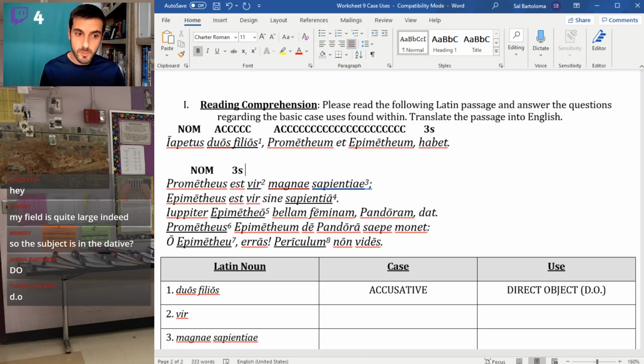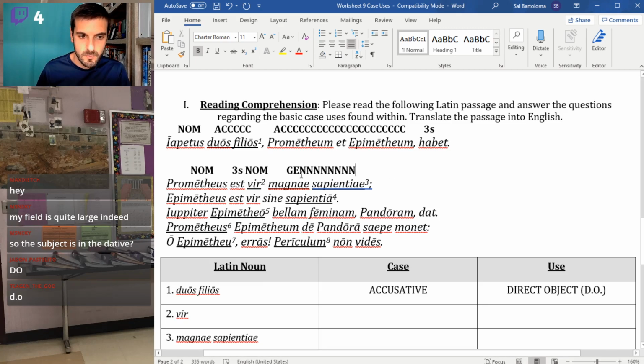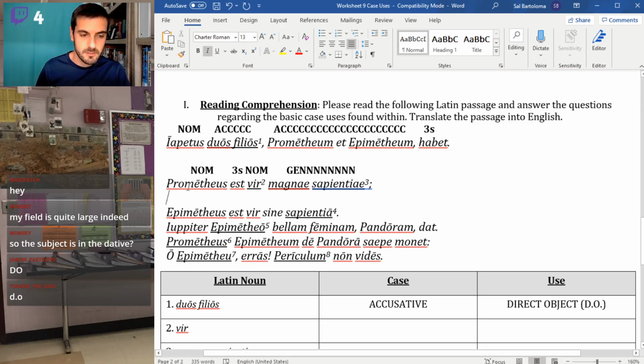And then we have the word vir, which is also in the nominative case, followed by magnae sapientiae. Both of those words are in the genitive case. So what does it mean? Prometheus est vir magnae sapientiae.